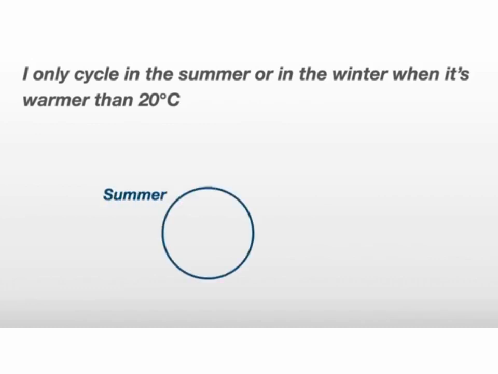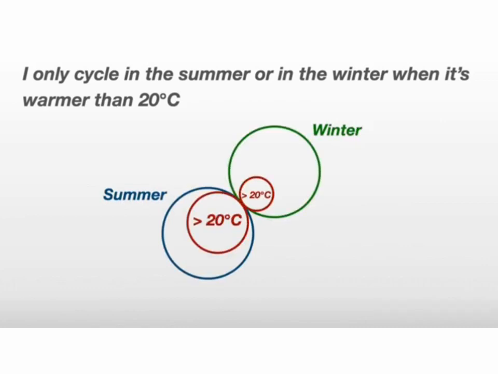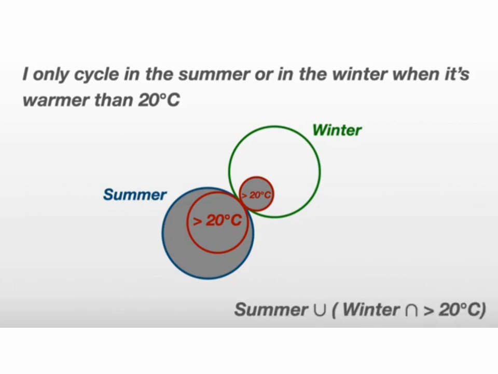We have summer, winter, and those days that are more than 20 degrees C. The shaded area is therefore the days that I can cycle. And we could write this as the union of summer and the intersection of winter with days warmer than 20 degrees. We can use the distributive property we've just seen to work with the logic of a given statement.